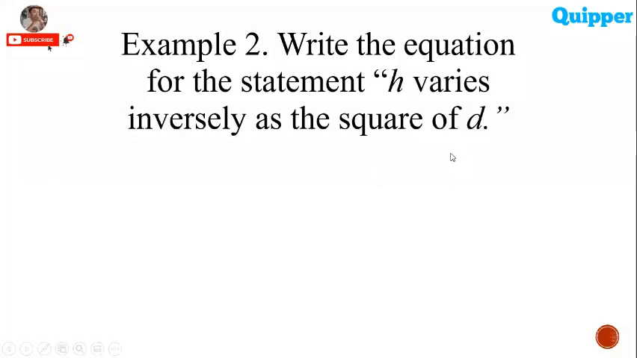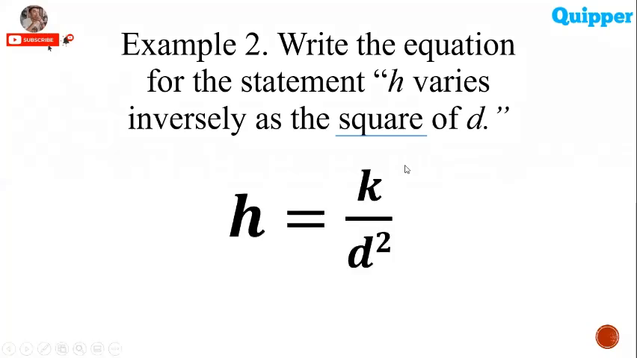Second, write the equation for the statement h varies inversely as the square of d. Take note, we have here the word square. So that is h is equal to k over d squared, the square of d. That is how we turn variation statements into mathematical sentences. Next example.